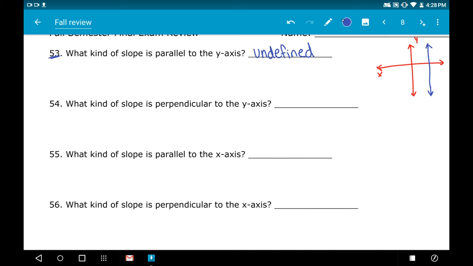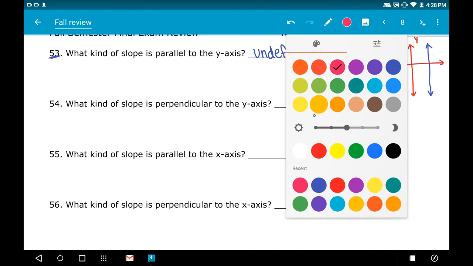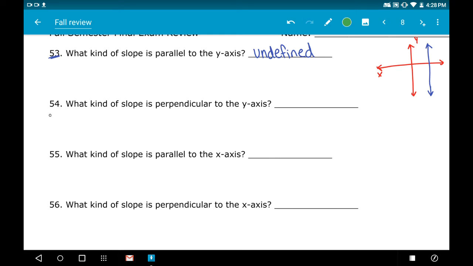Now this next one says what kind of slope is perpendicular to the y-axis. So perpendicular would be this way. So perpendicular, they have to make a right angle. Perpendicular, this green line has a slope of 0. So horizontal lines have a slope of 0.